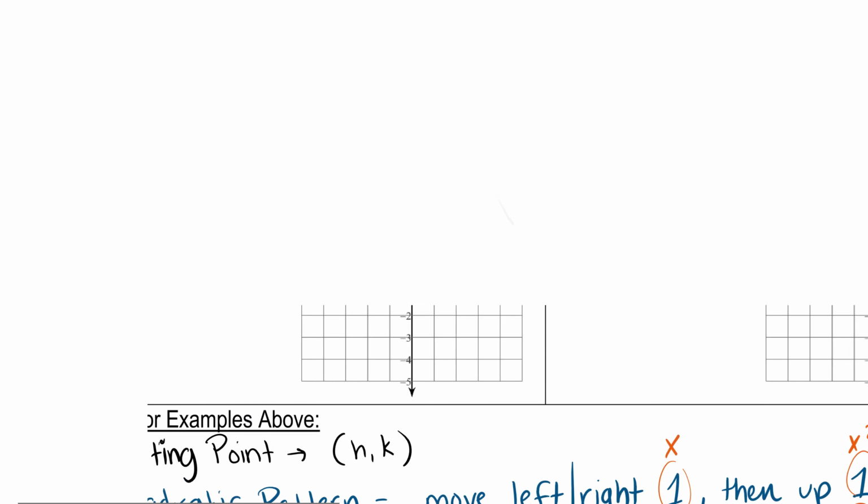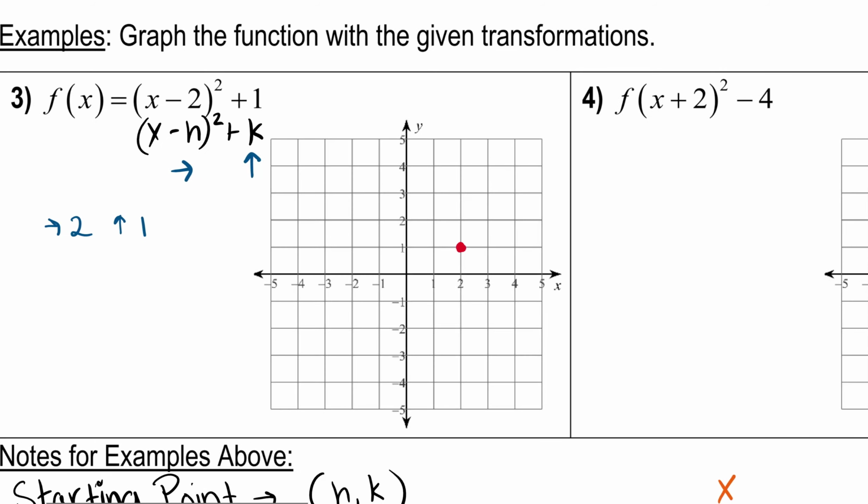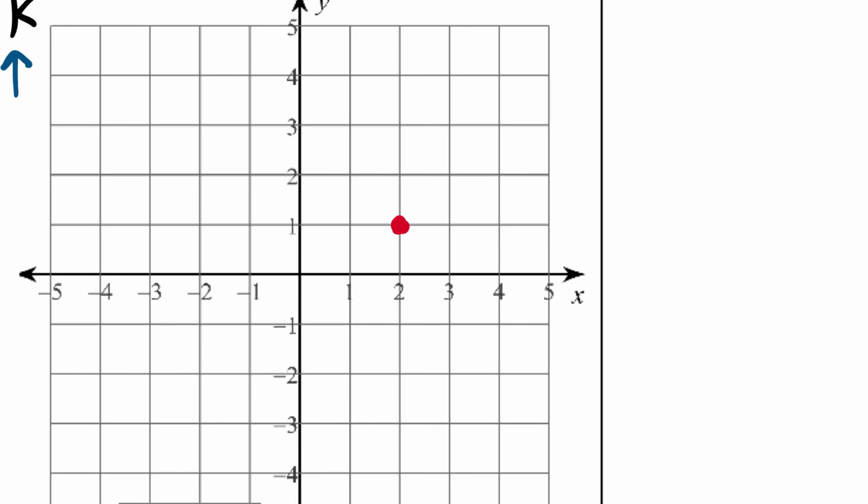So let's see how this looks on a graph. It's actually very simple. Here's my vertex. I'm going to go over 1, up 1. There's a point. Over 2, up 4: 1, 2, 3, 4. There's a point. And because we know it's a quadratic, which is a parabola, a U shape, I go the other direction. I go over 1, up 1, there's a point. Over 2, up 4, there's a point.